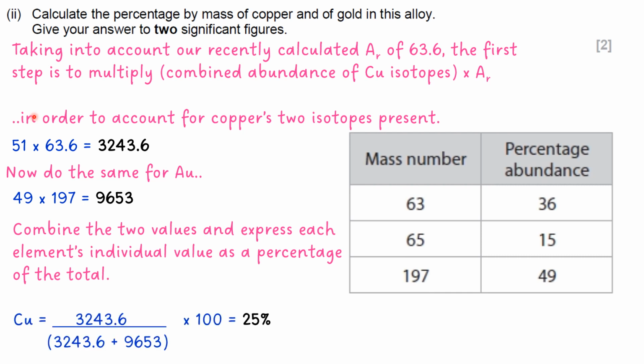By putting the total on the bottom and the number on the top and multiplying by 100, you can get 25% for copper and 75% for gold. If you put it through a calculator, you'll need to round slightly, but you will end up with 25% and 75%. Okay, hopefully that was a useful quick look at how this particular type of topic might be made more challenging.